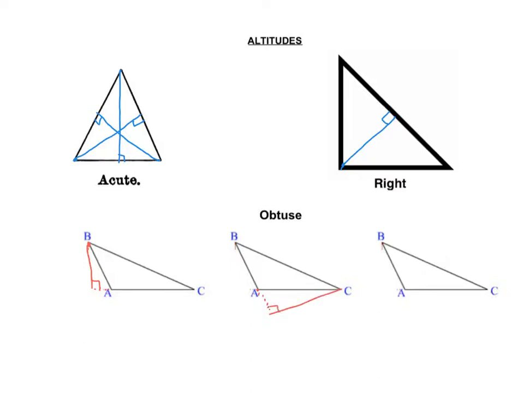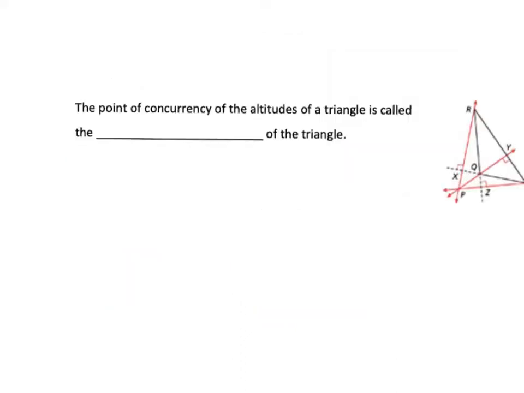Our altitude would look like this. Sorry, that's starting from C. And then starting from A, it looked pretty similar to a right triangle, where it's starting at A and then making a perpendicular bisector on that opposite side. Okay, so this is what the altitudes could look like for acute, right, and obtuse triangles.